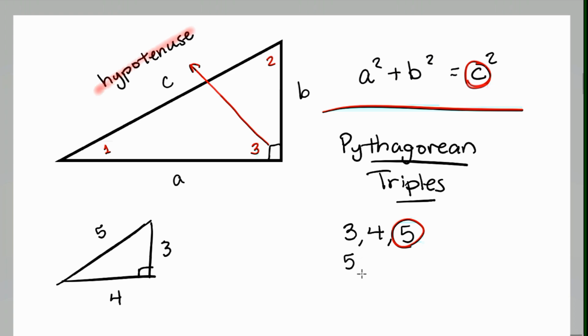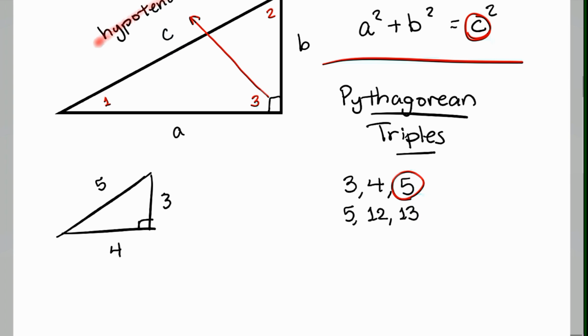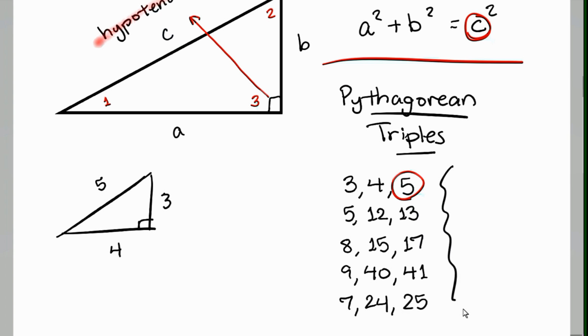Other common triples that we have, 5, 12, and 13. So as you do problems in MyMathHub, as you do problems in the textbook, you're going to see 3, 4, 5, and 5, 12, 13 show up quite frequently. Other ones that we see a lot would be 8, 15, 17, 9, 40, 41, and 7, 24, 25. And again, you can verify all these. You can verify that if I take 5 squared plus 12 squared, I get 13 squared. Easy enough to verify that.